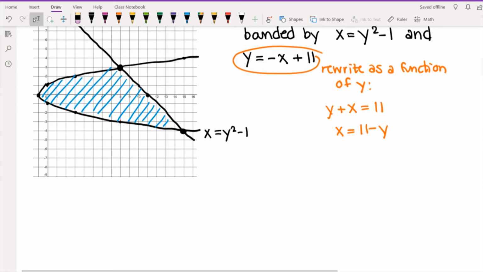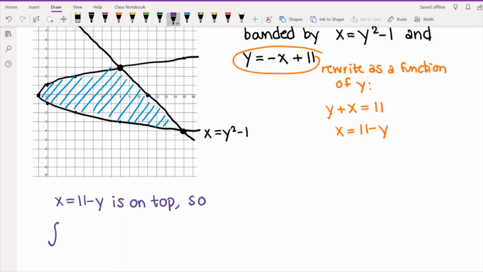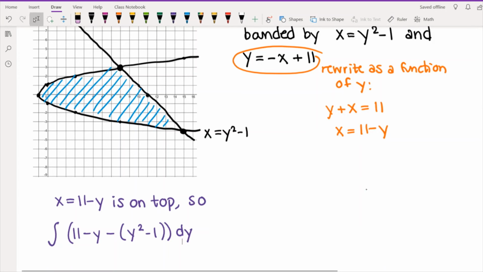So I'll write that all down in a little bit, but let's see what that will look like for this. So we have the line x is equal to 11 minus y is on top. So that gives us the area where we'll do 11 minus y minus y squared minus 1. So we're doing the right function minus the left function. And then I'm going to say dy instead of dx. And then what are the bounds? Well, our bottom bound is a y value of -4. So you want to make sure that the numbers you're putting in are y values. And the top bound is a y value of 3.